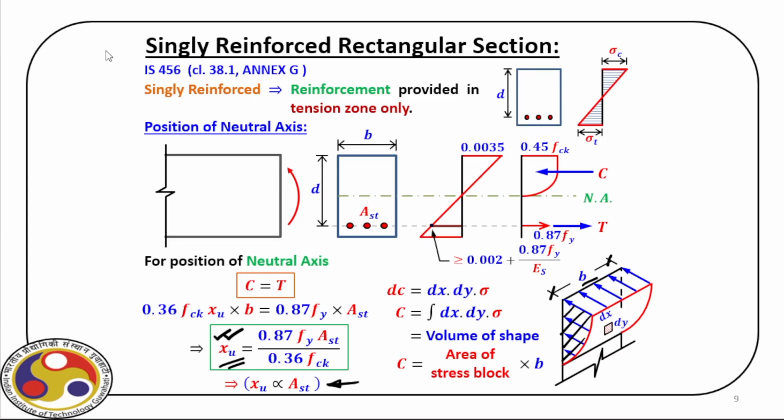But for the time being, what we have is the location of XU, which is extremely important. So first we have figured out what is the limiting value of XU. Now we can find out the location of XU for a given amount of steel. Because just by looking at this XU value, we can compare it with the limiting value, and we can conclude whether we have an under-reinforced section or an over-reinforced section.